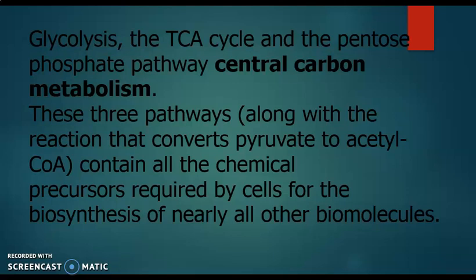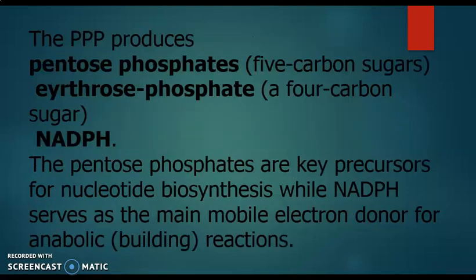Glycolysis, the TCA cycle and the pentose phosphate pathway are known as central carbon metabolism. These three pathways, along with the reaction which converts pyruvate to acetyl-CoA, contain all the chemical precursors which are required by the cells for the biosynthesis of nearly all other biomolecules. So, these three are considered central carbon metabolism.